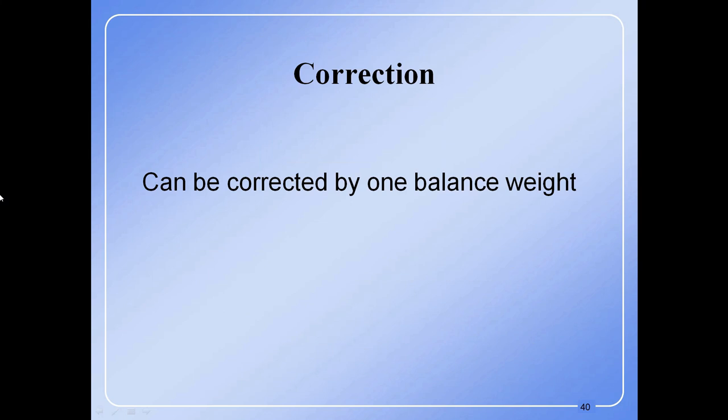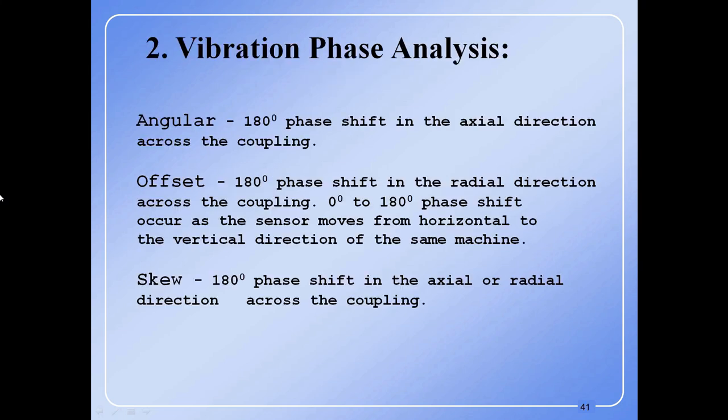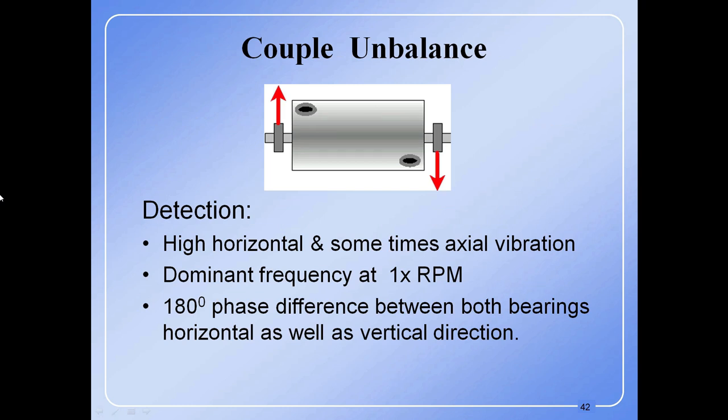Correction can be corrected by one balance weight. Vibration phase analysis: angular means a 180-degree phase shift in the axial direction across the coupling. Offset means a 180-degree phase shift in the radial direction across the coupling. A 0 to 180-degree phase shift occurs as the sensor moves from the horizontal to the vertical direction of the same machine. Skew: 180-degree phase shift in the axial or radial direction across the coupling.